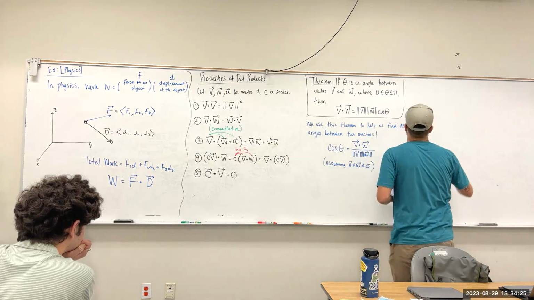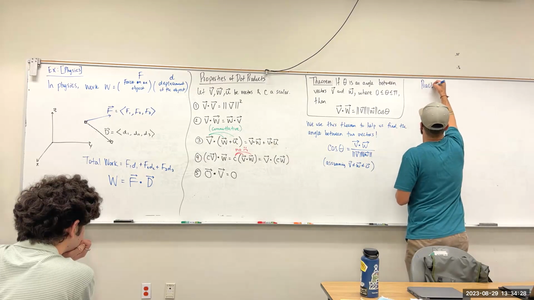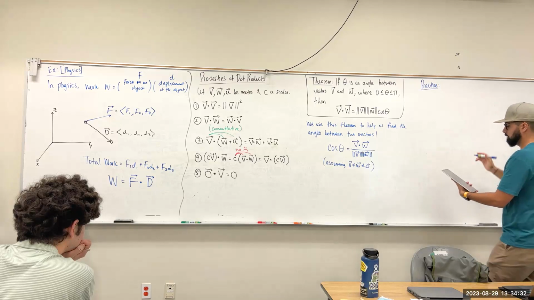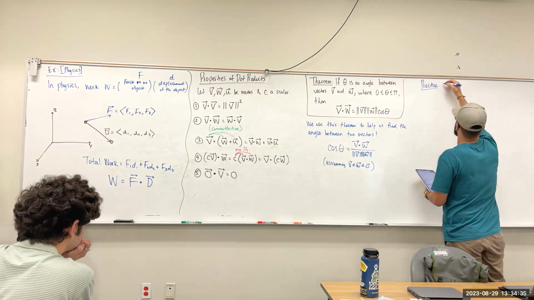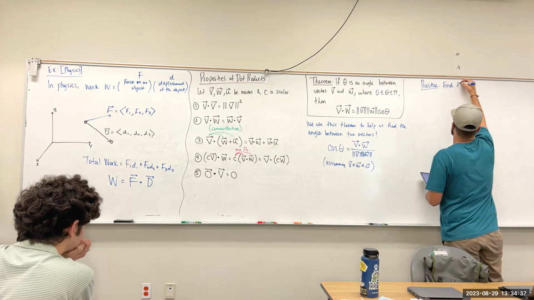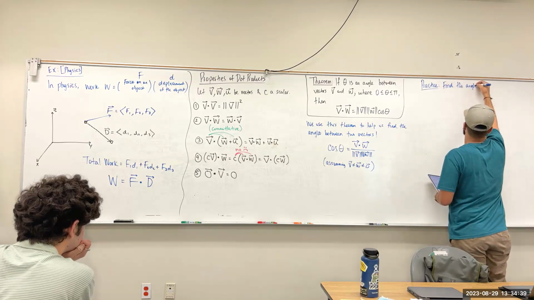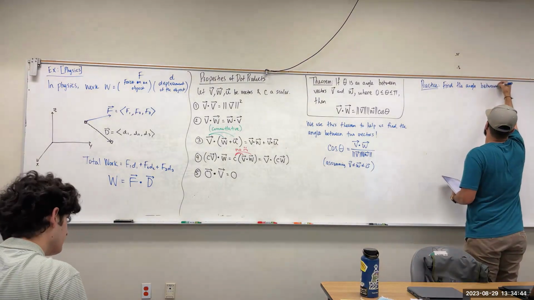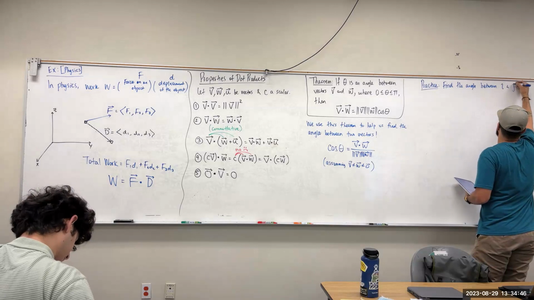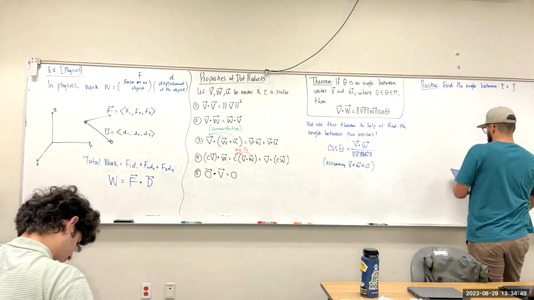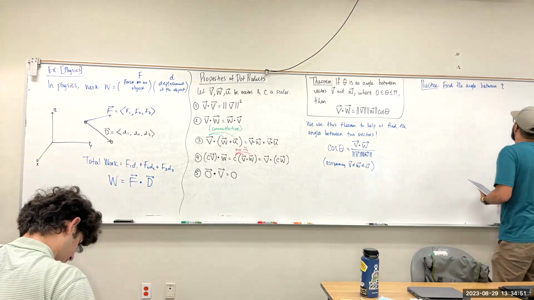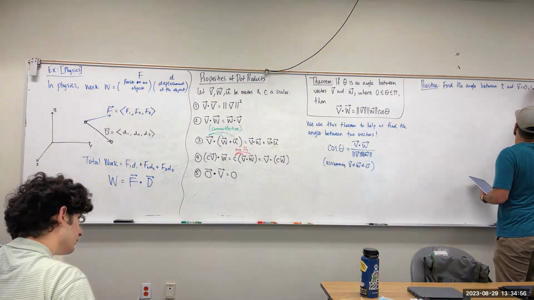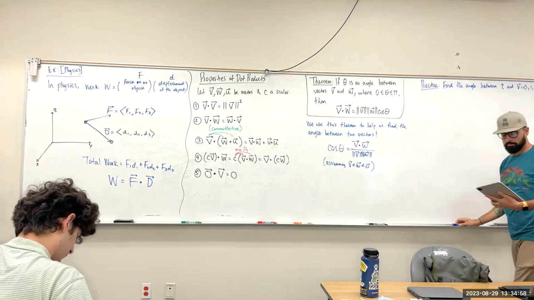So let me have you guys try doing this real quick. I'll walk around and help you out. So what I would like you guys to do is find the angle between I hat and the vector 1, 1, 1. There you go. That's what I meant.